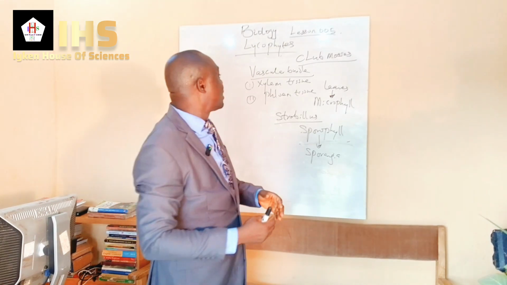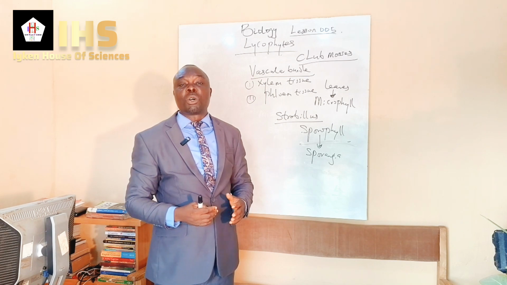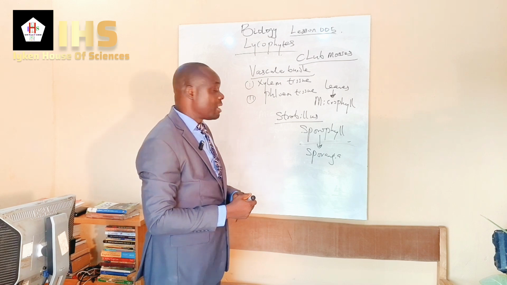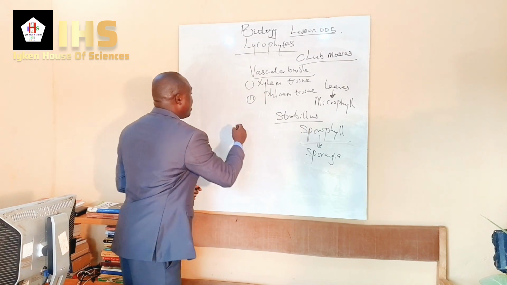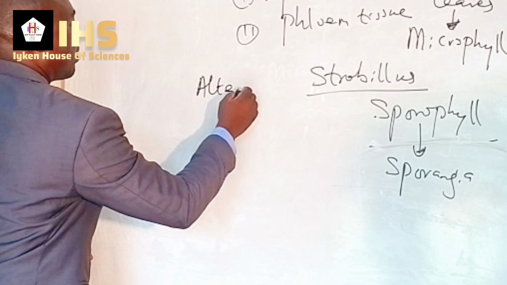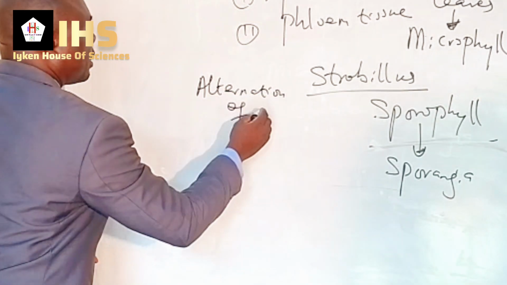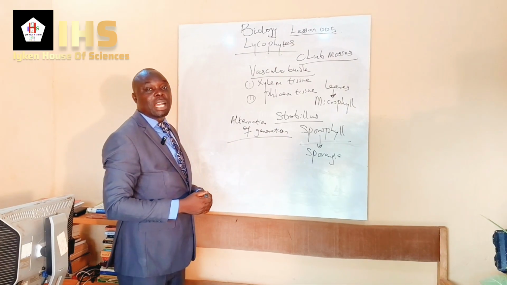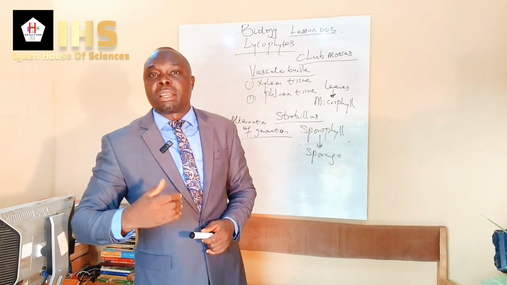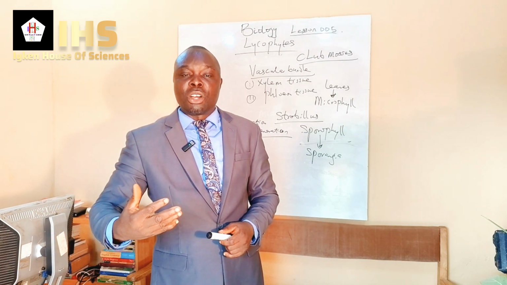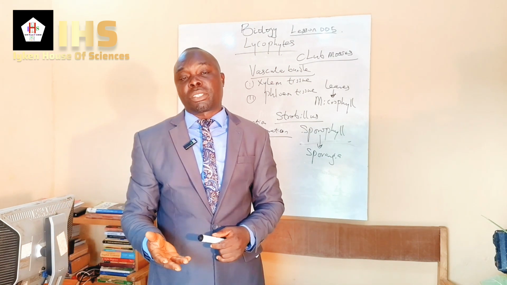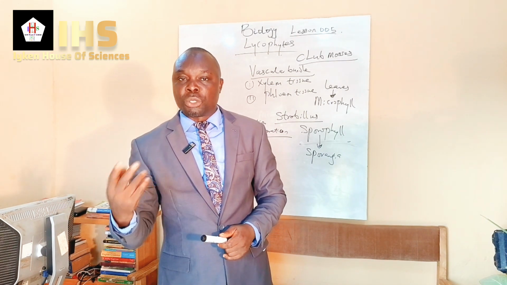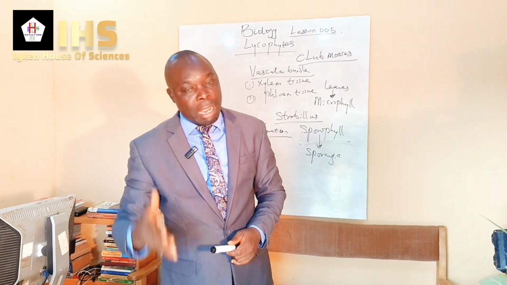So it means that the lycophytes also undergo what we call alternation of generation. I defined this alternation of generation in our last class. I told you there is a life cycle whereby organisms, like mostly plants, go through life cycles before they complete their lifespan on the earth. I said there are two, sporophyte stage and gametophyte stage.